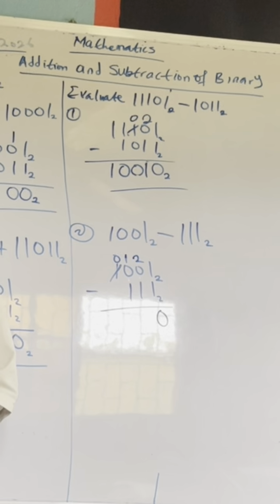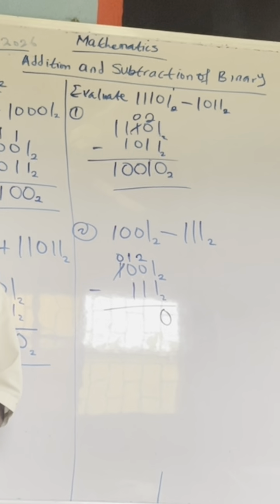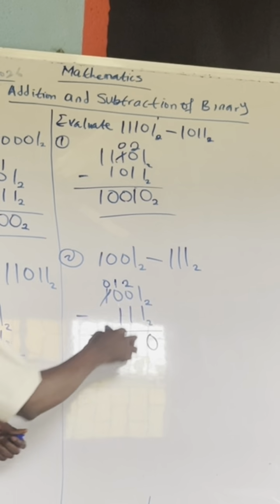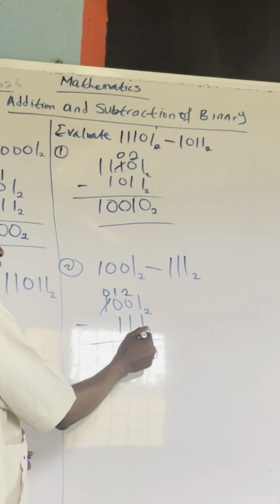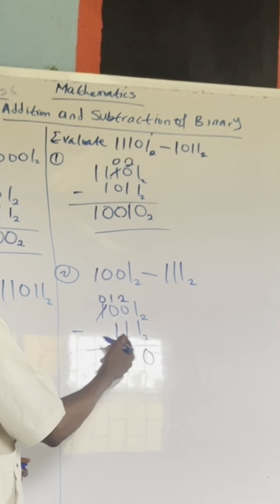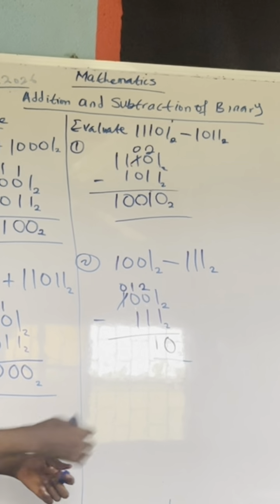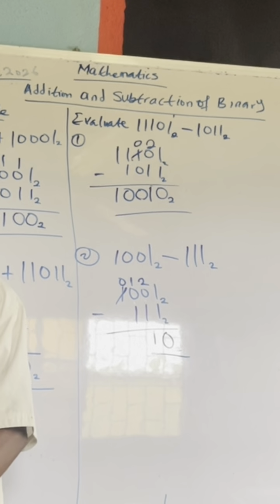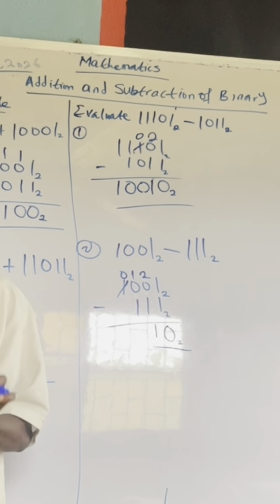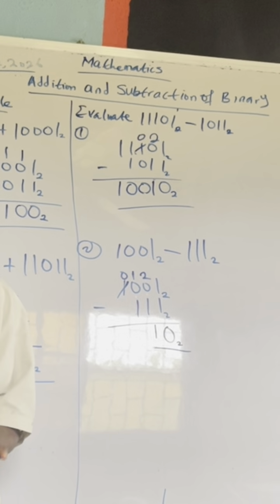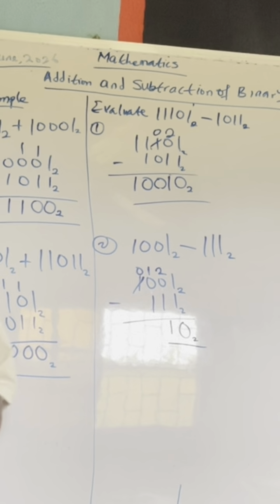Someone is confused. Do you guys understand? Are you sure? Alright, so 1 minus 1 is 0. 2 minus 1 is 1. 1 minus 1 is 0. 0, I don't need it. So the answer is what? Do you understand? I can explain again. Are you sure you understand? Alright.